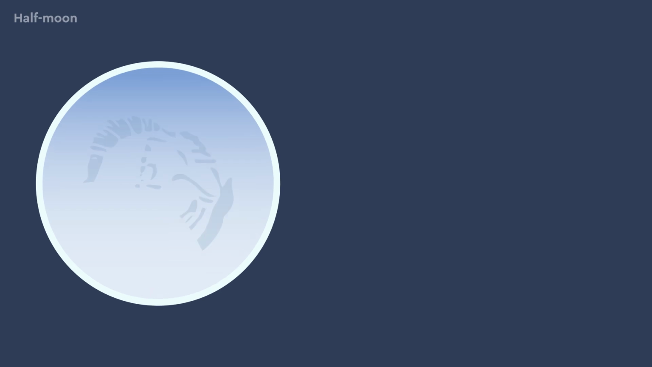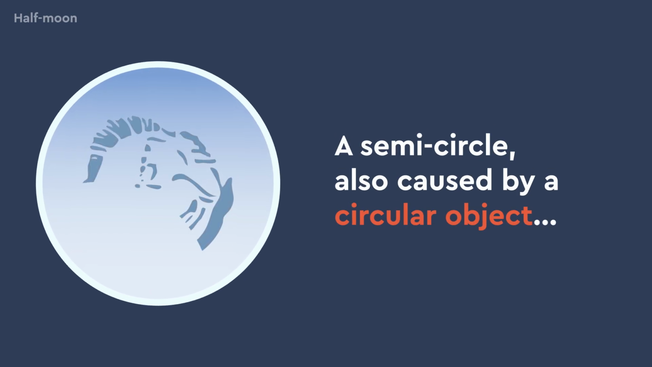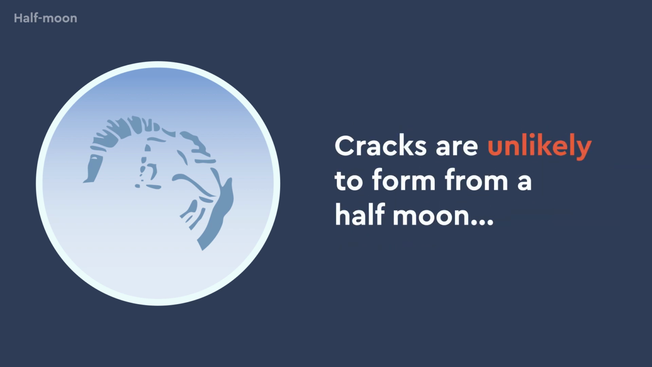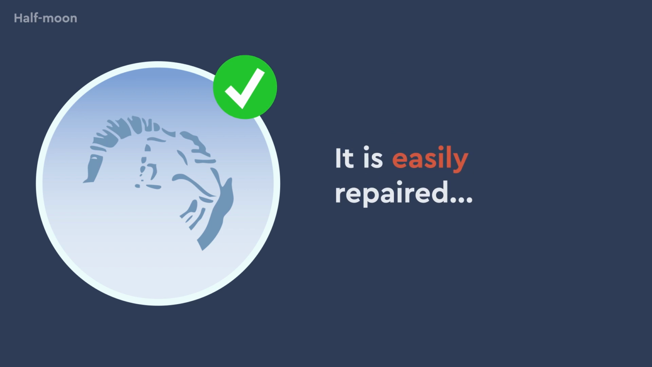A half moon, sometimes known as a partial bullseye, is a semicircle and is also caused by a circular object. The damage is similar to a bullseye, but is not completely circular. Cracks are unlikely to form from a half moon, and it is easily repaired.